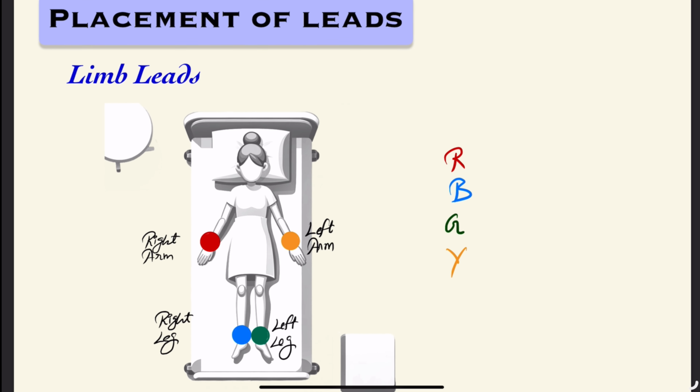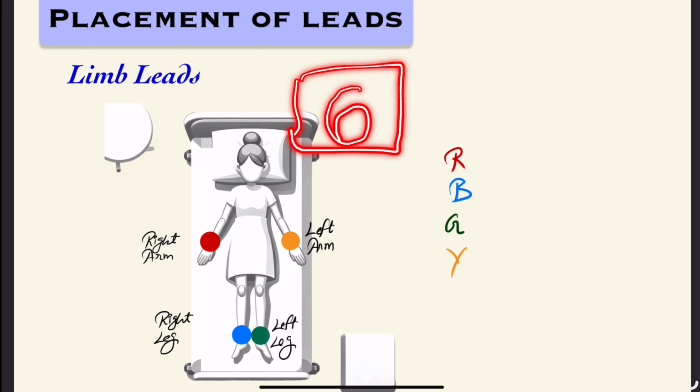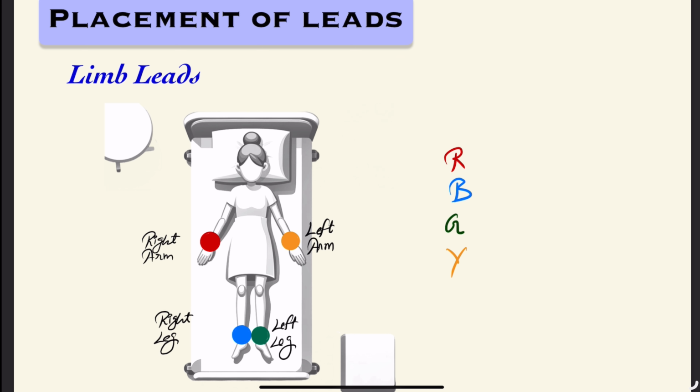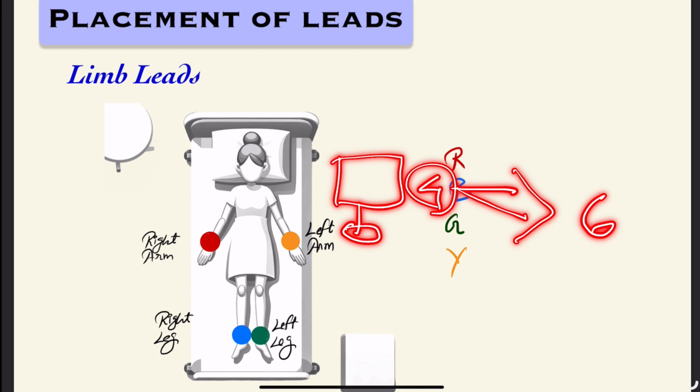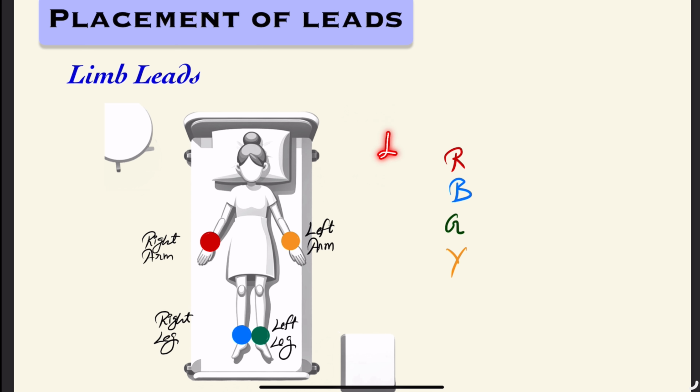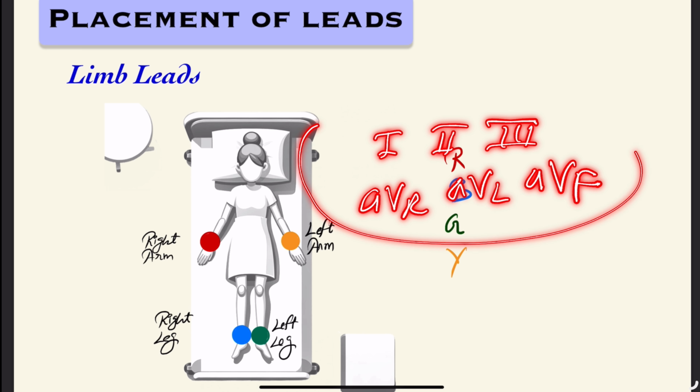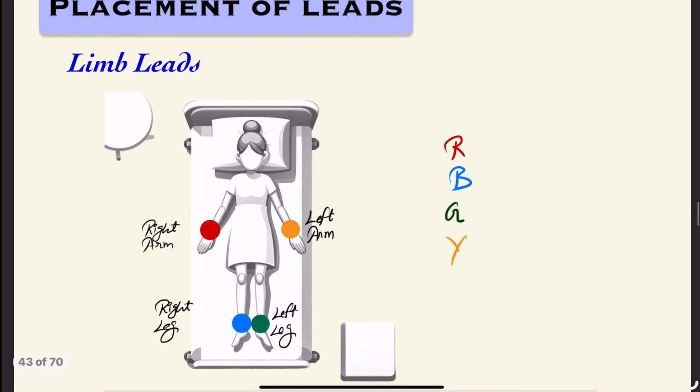It's important to note that traditionally there were 6 limb leads. Nowadays, these 6 limb leads are consolidated into 4 leads, which are attached to the arms and legs. However, the computer interprets these 4 leads and displays them as 6 distinct leads. Lead 1, 2, 3, AVR, AVL and AVF. With that in mind, these 4 limb leads are attached to the arms and legs.